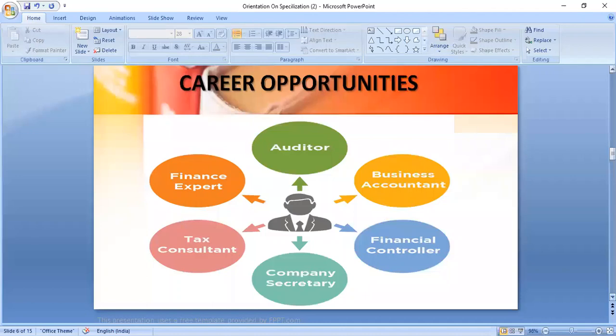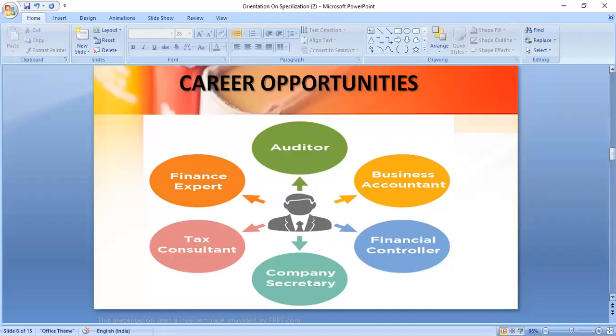And your company secretary will also check whether the decisions taken by the board of directors are implemented in the organization. Okay, so these are the two important things which your company secretary will be doing.